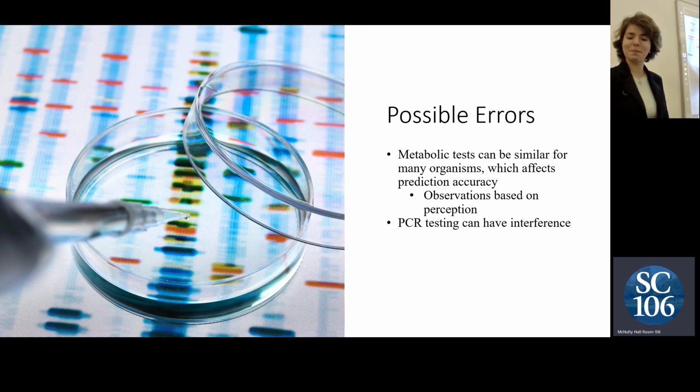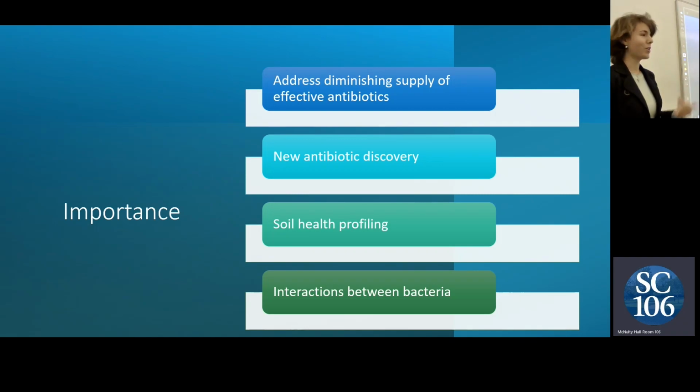So it's like hit or miss. So importance: new antibiotic discovery. And soil health profile, and this is important because we can see what bacteria are present in the soil, what fights against what. Is the soil good, for example, for planting food? Can we use it for food?